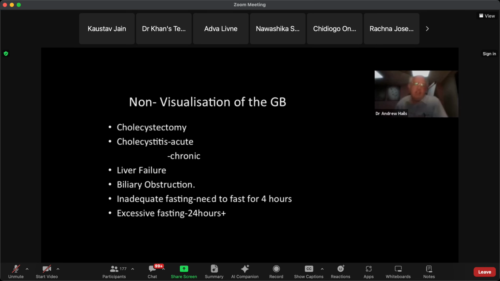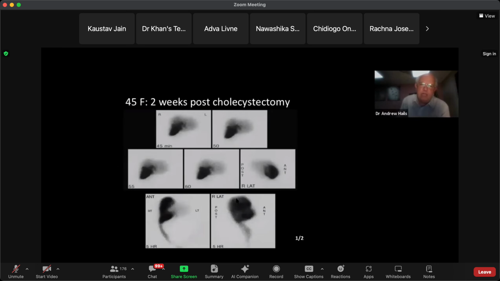So, reasons for not seeing the gallbladder, well, you had the gallbladder out, you've got cholecystitis. In chronic cholecystitis, the gallbladder may get radiopharmaceutical, but only after about 4 hours. Obviously, if the liver's not working, or there's biliary obstruction, it won't go through. And unfortunately, also both inadequate fasting, because the gallbladder is contracted, or excessive fasting. If the patient hasn't eaten for 24 hours or something, the gallbladder is greatly distended, then the HIDA might not be able to get in. But those are causes of non-visualization of the gallbladder.